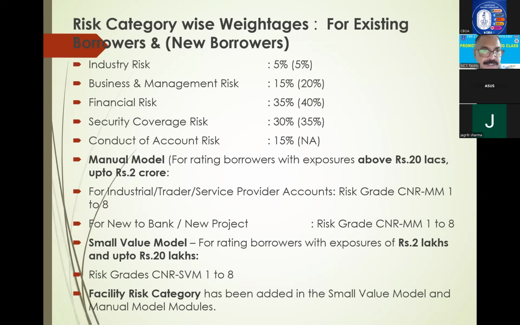Right? Next. Manual model for rating borrowers with exposure above 20 lakhs up to 2 crores. And the small value model, I told you, 2 to 20 lakhs. For this, again, ratings are there up to 8 scales. CNR1, Canara rating manual model 1 to 8. Similarly, small value model, Canara rating SME small value model, 1 to 8 ratings.